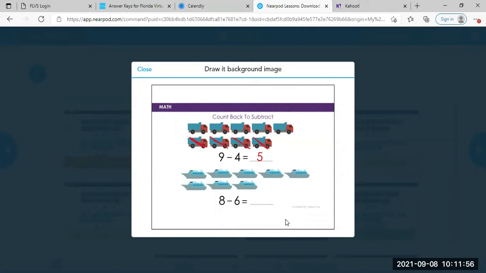Turn to your person next to you, somebody in the room, and yell out this word. Are you ready? Difference. Thank you. The difference is the answer when you subtract. It's not called the sum anymore. It's called the difference. Thank you.